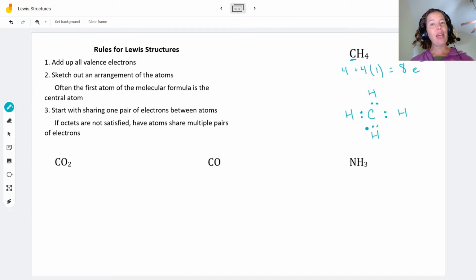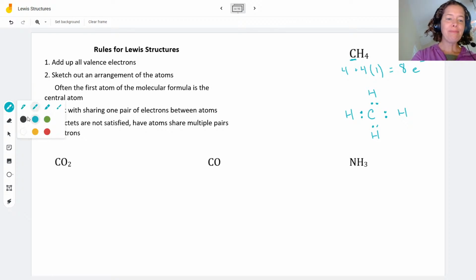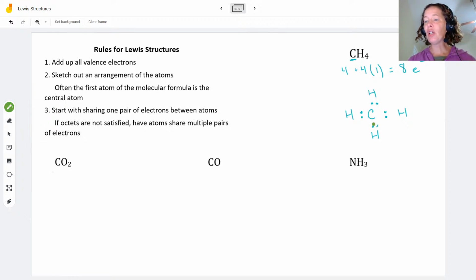Now I want to make sure that octets are satisfied. All right, so if I look at the electrons around carbon, how many do I have? I have 2, 4, 6, 8. So carbon has its octet satisfied. Now I want to look at each hydrogen. So let's start with this one up here. How many electrons around that hydrogen? There are just these two right here. You say, what? Hold on a second. Hydrogen does not have an octet. It doesn't have 8. It only has 2.